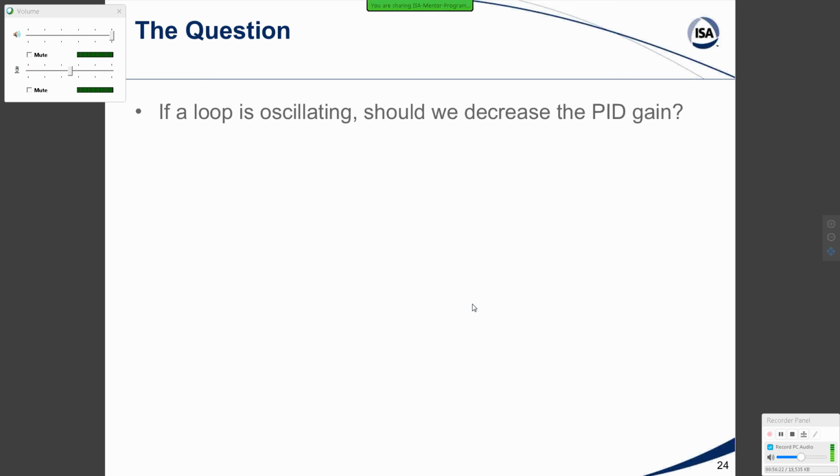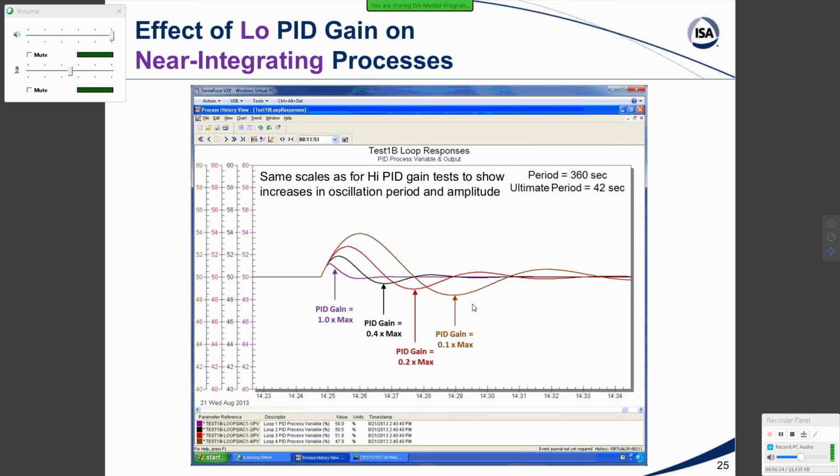So if a loop is oscillating, should we decrease the PID gain? Well, we're using the same scales here, and we're showing what happens with the same reset setting if we decrease the PID gain. And notice the amplitude of these oscillations is much larger, and the oscillations get worse as we decrease the PID gain. They don't decay as quickly, and the period is incredibly slow, which means it's not very well affected and filtered out by process volumes.